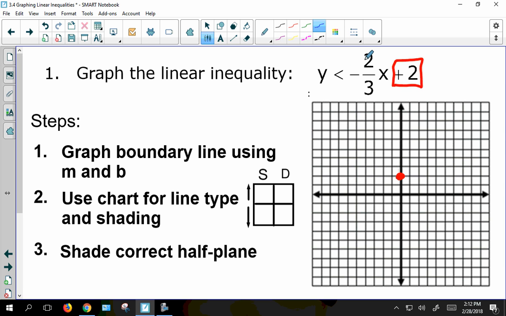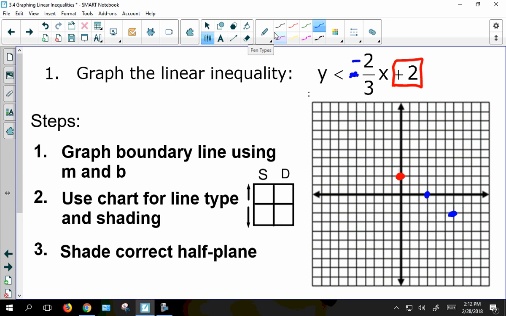Now, I use my slope. Oh my gosh, there's a negative sign here. Where does the negative sign go? Does that go with the 2 or the 3? It doesn't matter. Please put it with a number. It does not go with both. If you put it with both, that's a positive. So that means I'm going to go down 2 over 3.